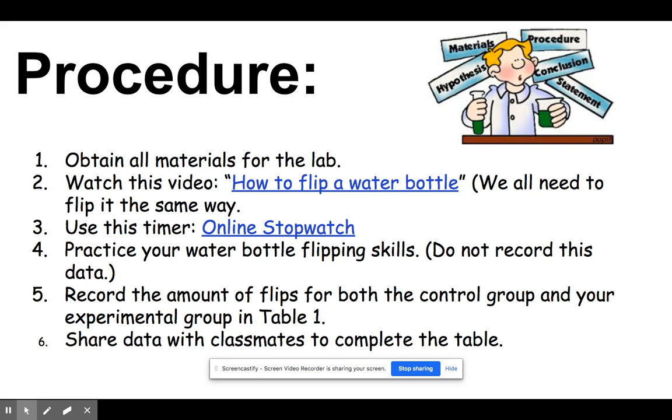It is a control. You start your timer and you flip that water bottle as many times as you can in 60 seconds, counting each time it lands as one time. And you have to do that 5 different times for the control. And then once you're done with that, you'll do your experimental group. So it depends on if you're in A, B, C, or D. Flip that water bottle 5 times, record it in table 1, and then calculate the average for both of those. And then we will share our data together.